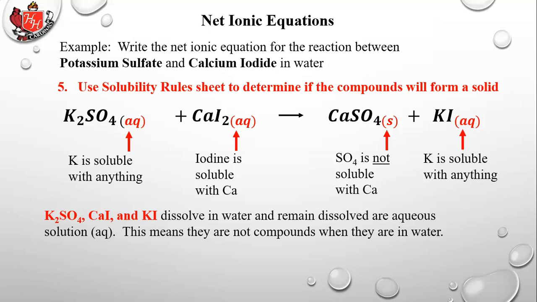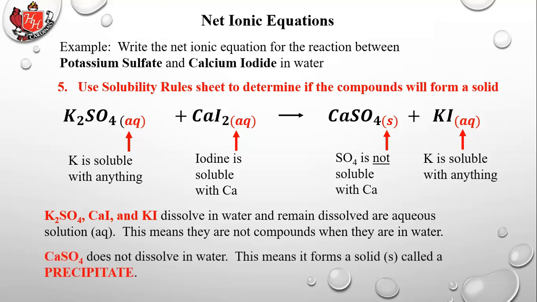This means that they are not compounds when they are in water. They are separate ions. CaSO4 does not dissolve in water. This means it forms a solid called a precipitate. What a precipitate is simply a solid that's formed in solution. Usually, not always, but usually it sinks to the bottom. That's what the word precipitate means. It means it falls. So it sinks to the bottom. And we're going to do this reaction, actually a reaction very similar to this in class.